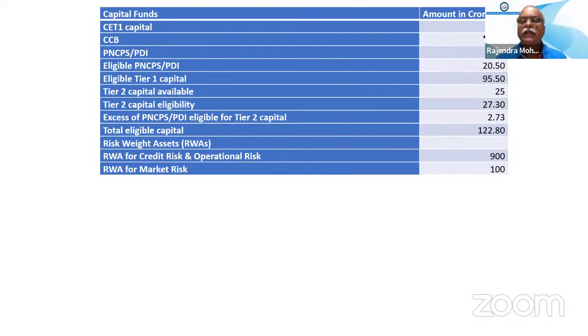Now here you see the CET capital the bank is having, all the capital including CCB is given, Tier 2 is given. But these are not the actual amounts the bank is having, they are the eligibility. You cannot exceed more than that as per the eligibility criteria, that is 5.5, 1.5, and 2%. That is the criteria. So we have to calculate all these things on the basis of this information.